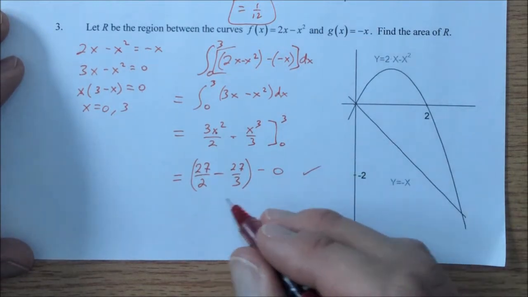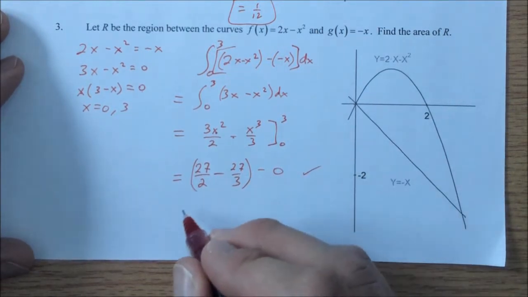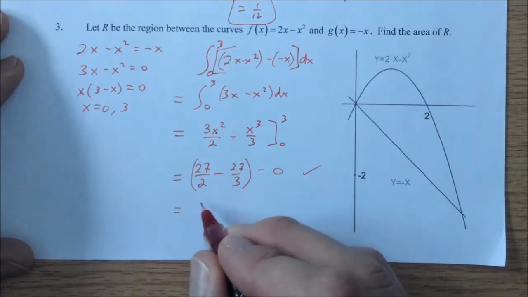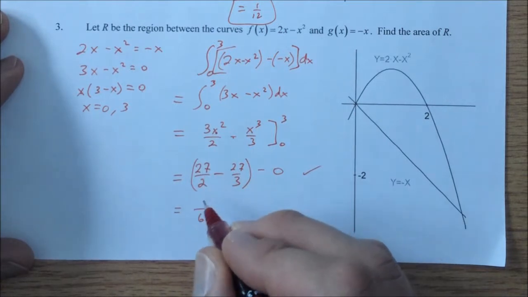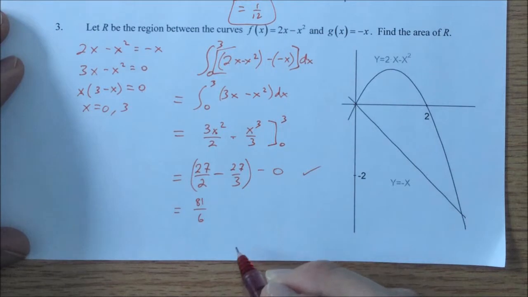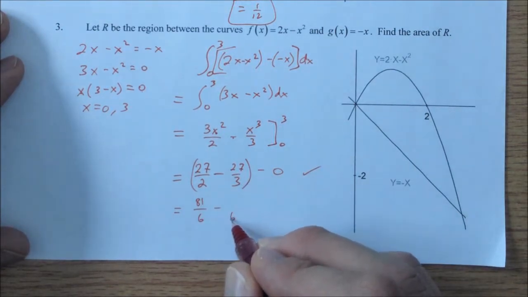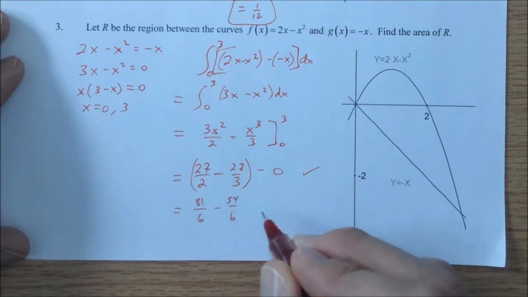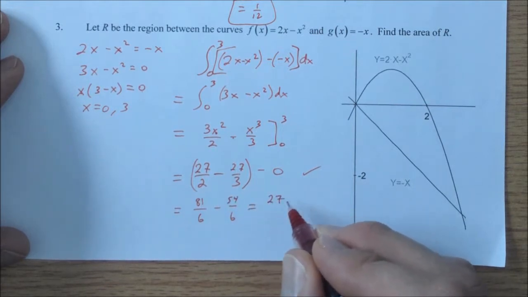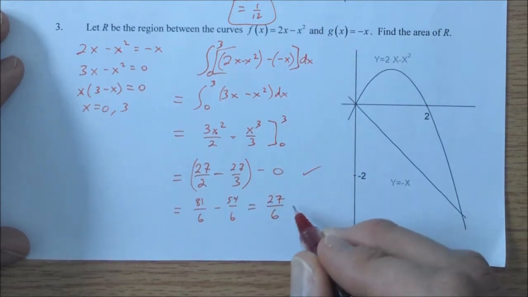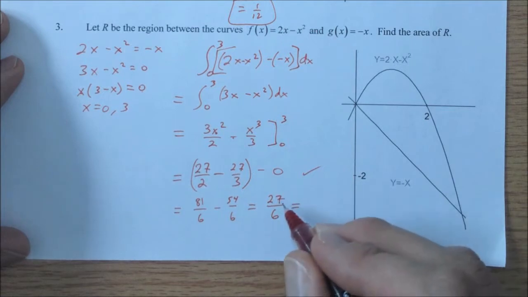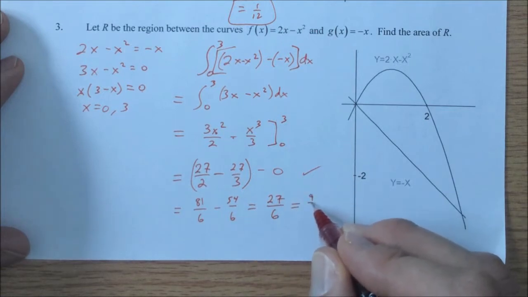However, if we put this all over 6, we'd have to multiply that by 3. So 27 times 3 is 81. So 81/6 minus, we multiply that by 2, so that'll be 54/6, which means we have 27 over 6 as our final answer, which would in fact simplify if we divide by 3 to 9/2.